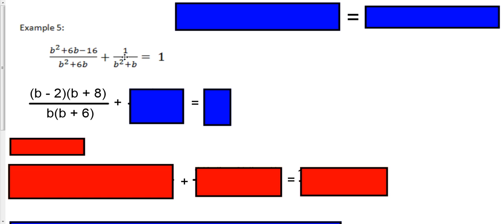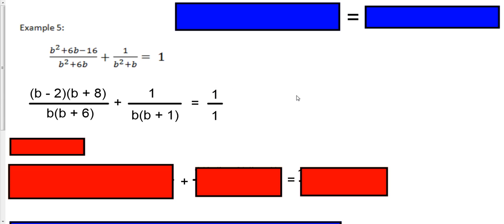Looking at our second term, the top one just stays as 1. The bottom piece, we can take out a b and we'd get b plus 1. Now this one is a whole number, just 1, but you can call any whole number itself over 1. That'll give us a denominator to work with.